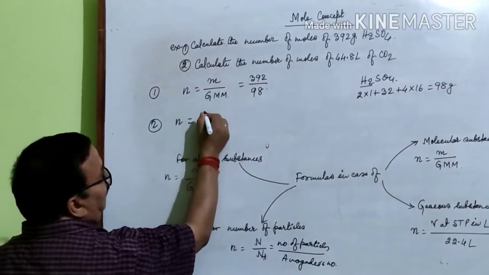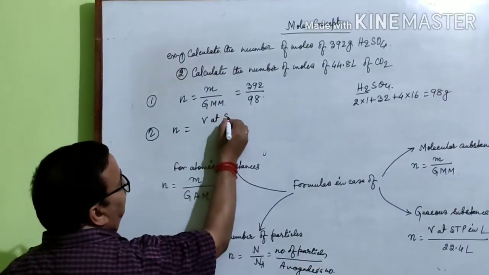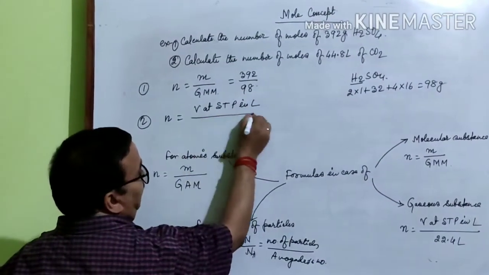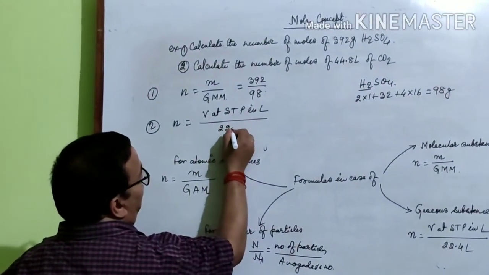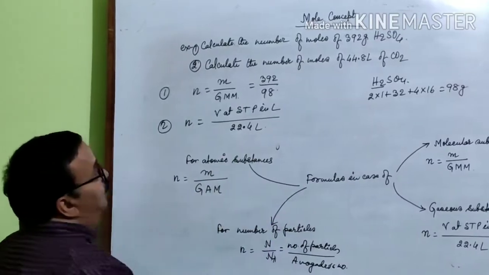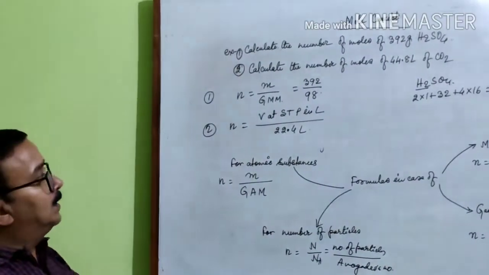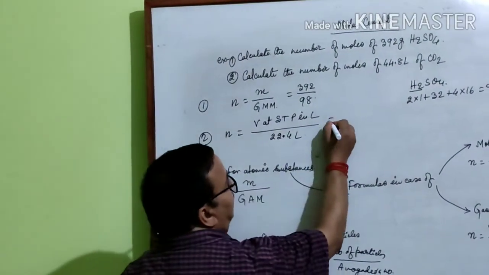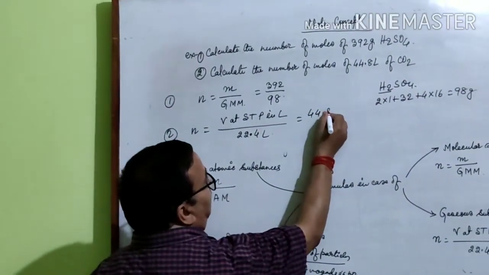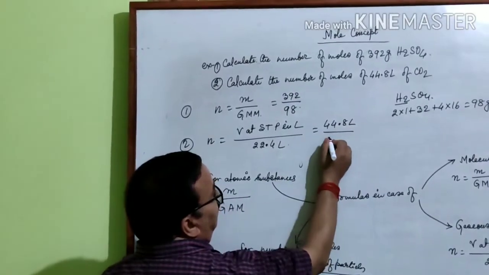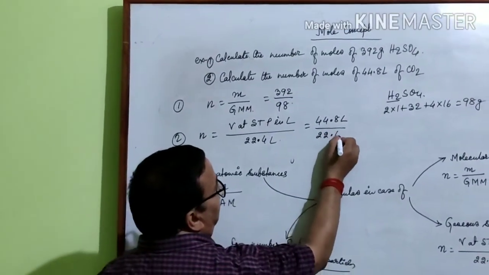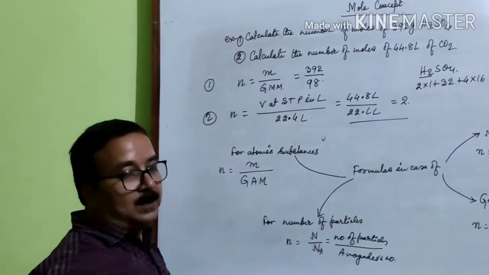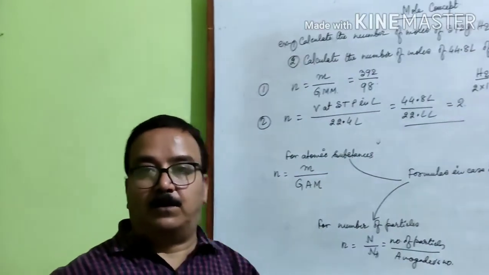It is equal to volume at STP in liters divided by 22.4 liters. So what is the given volume? Here the volume at STP in liters is 44.8 liter. 44.8 liter divided by 22.4 liter is equal to 2. In this way we can calculate the number of moles.